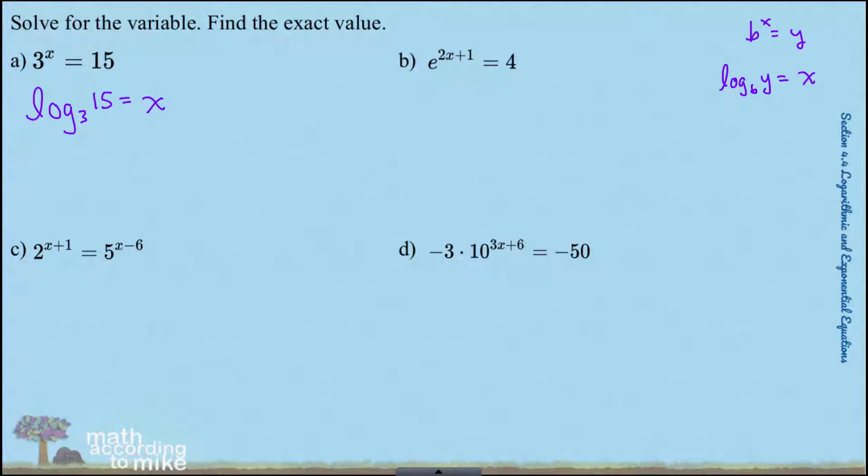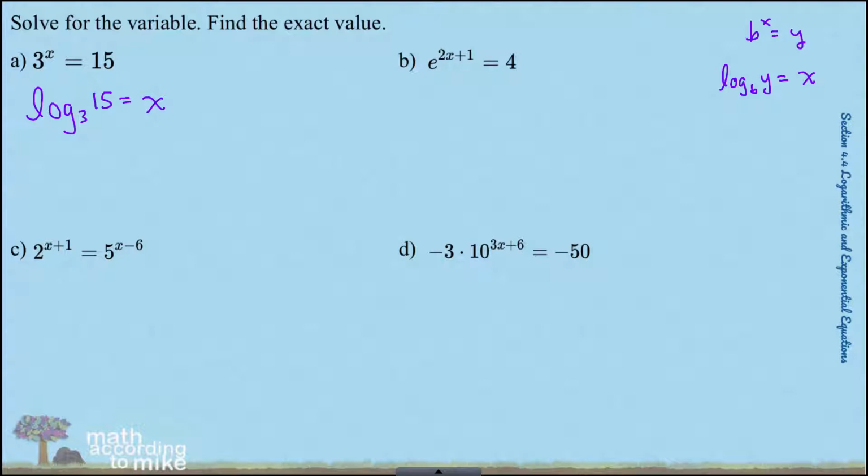Log base 3 of 15 is a number. It's about 2 point something. The way we know that is because 3 squared is 9 and 3 cubed is 27, and 15 is between 9 and 27. So as a decimal approximation, it's 2 point something. But the exact value is log base 3 of 15.